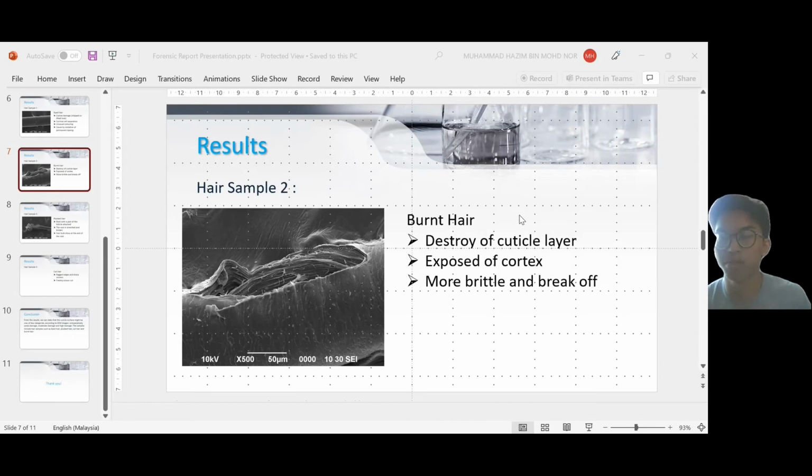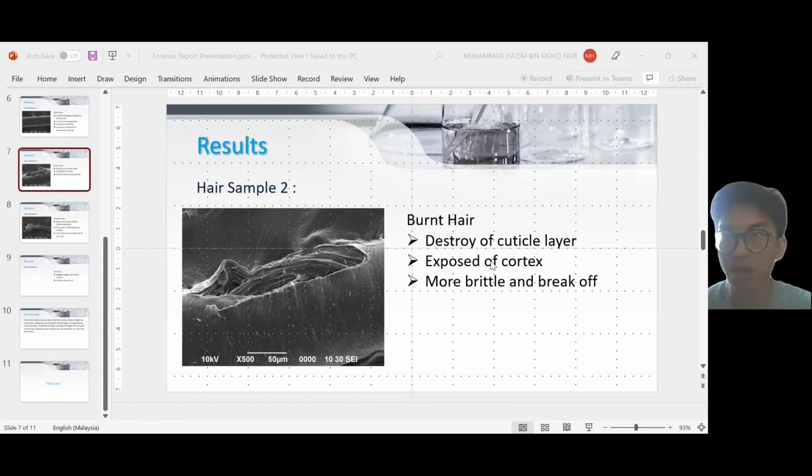So the second hair sample for this presentation is the burnt hair sample. Based on the result, the picture shows that the hair sample's outer layer, the cuticle, is destroyed from the heat from the lighter that we used to burn the hair sample. However, the inner part of the hair sample, which is the cortex layer, remains undestroyed, since the heat energy supplied by the lighter is not enough to destroy both layers of the hair sample. As we know, the hair sample contains two layers, which are the cuticle layer, the outer layer, and the cortex layer, the inner layer.